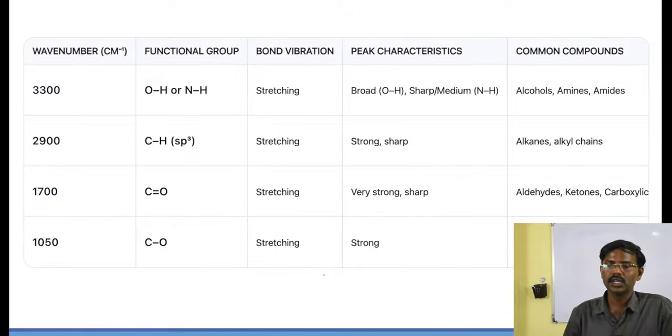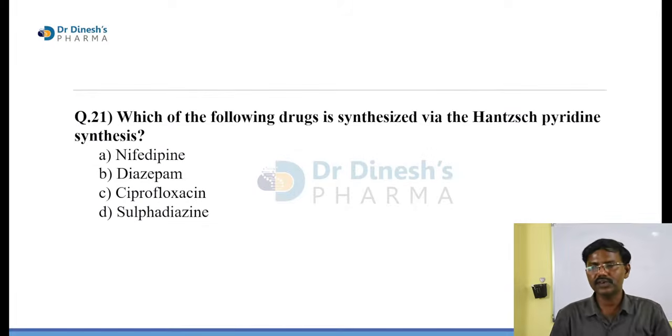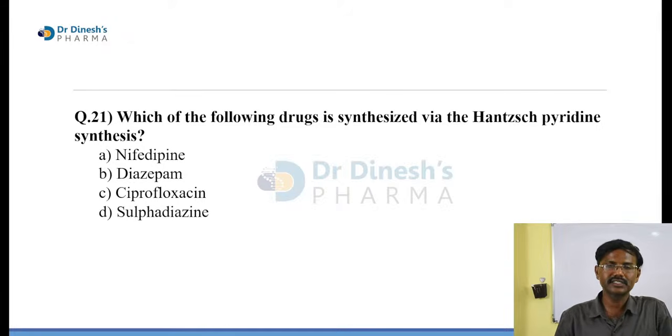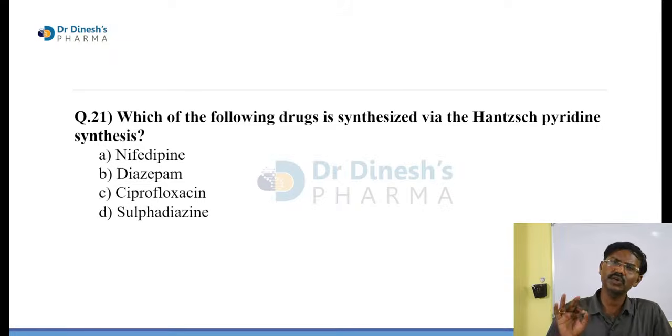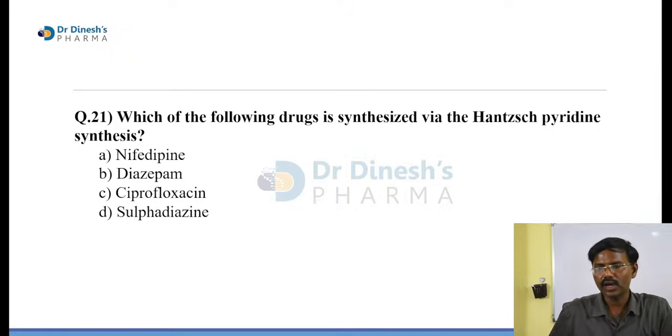Right. Next question. Which of the following drugs is synthesized via Hantzsch pyridine synthesis? This is a very rare question. But if you remember a few important drugs and their models, then you will get an advantage over others, right? So the options: nifedipine, diazepam, ciprofloxacin, and sulfadiazine. So Hantzsch pyridine synthesis. The right answer is nifedipine.